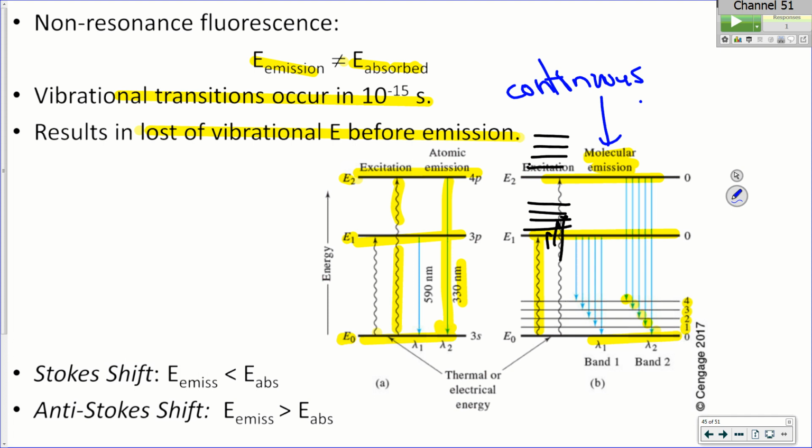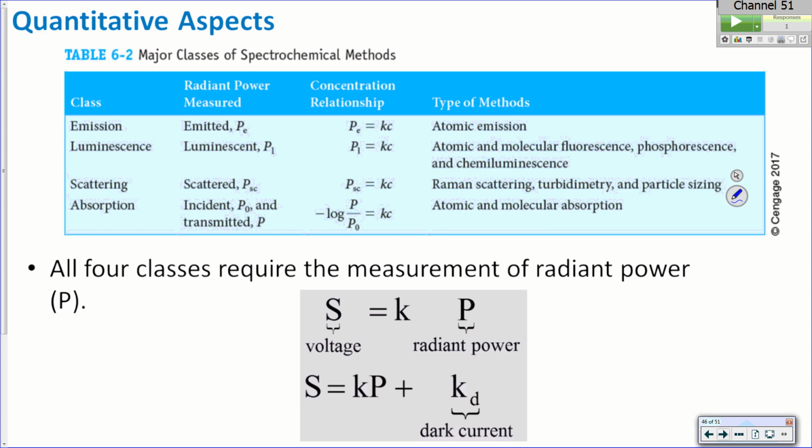Continuous spectrum. Broad peaks. All right. So when we start trying to quantify the things that we can see, when we're quantifying, we can look at the power associated with a signal, and we look at the different classes a little bit differently depending on how we're doing our type of spectroscopy.